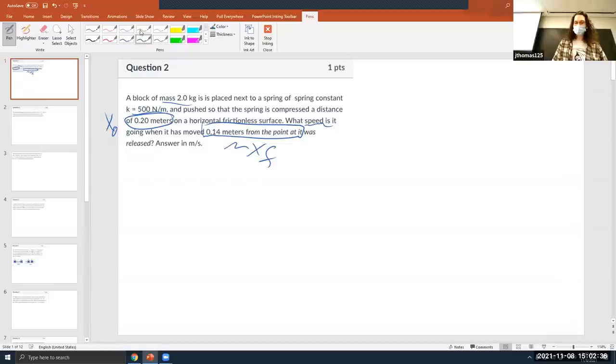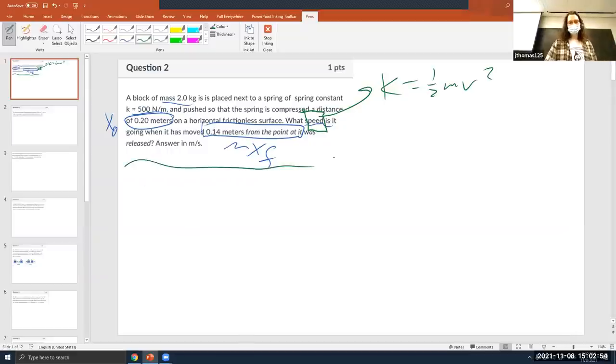Ultimately, we have a spring. We know that a spring will store energy. And since I'm asked about speed, the speed tells me that I'm going to want something to do with the kinetic energy. And thus, when you have a block compressed on a spring and you need to relate it to a speed, you're going to use conservation of energy.